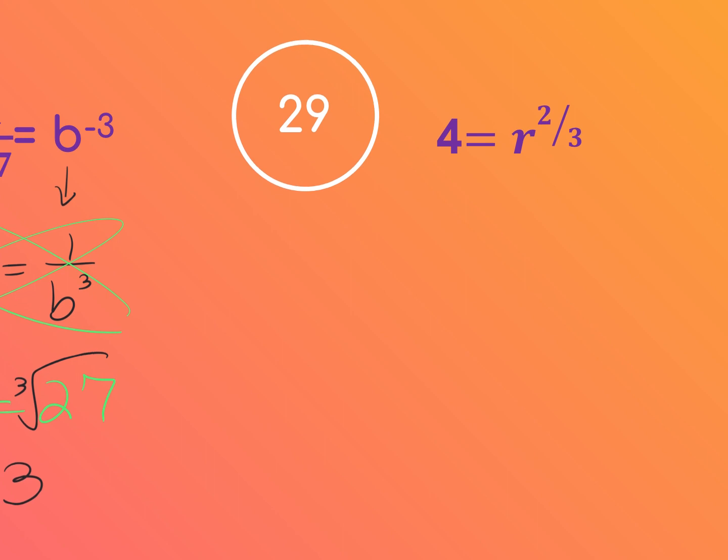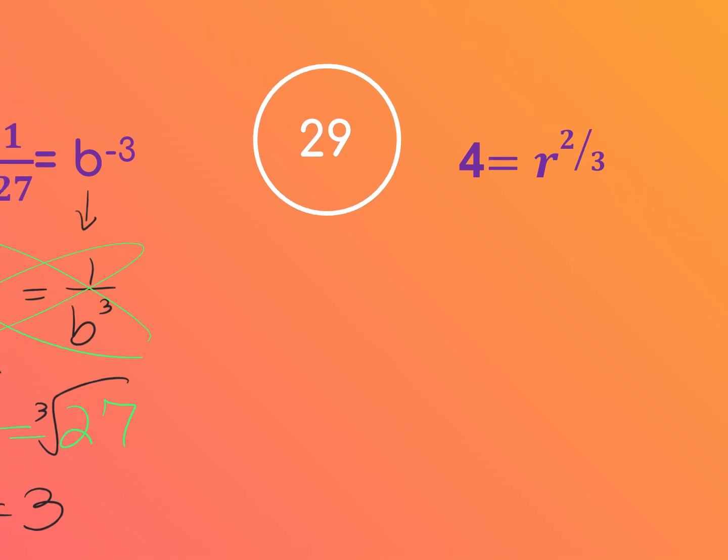I'm going to raise both sides to the reciprocal power. Now, what I can do here is I'm just going to raise both sides to the 3rd power, which will cancel that. So then this becomes 64 equals r squared. And then now I have to square root both sides and plus and minus 8. Because whenever you solve for a variable squared, that's when you put both answers.